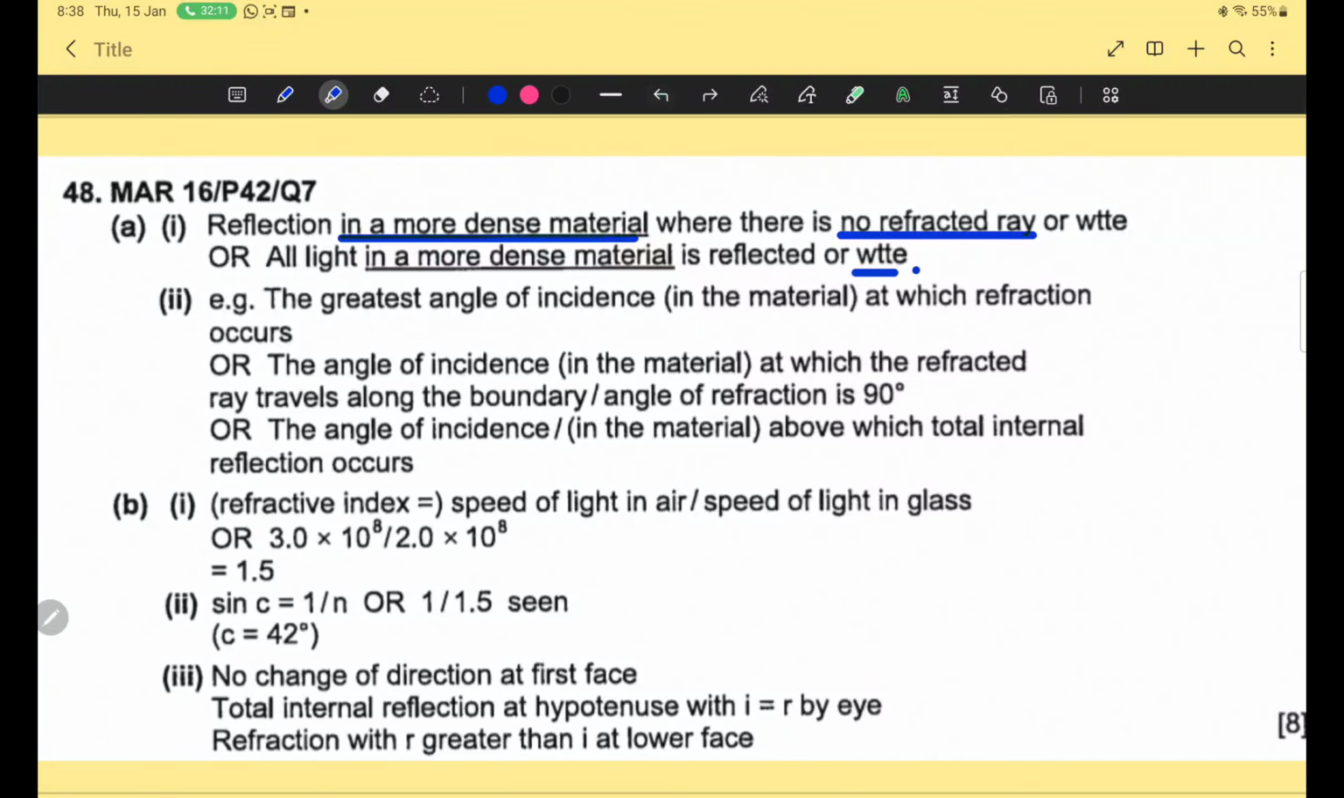Reflection in a more dense material. Dense material means denser medium. Reflection of light in a denser medium when there is no refraction. So you can write these words as well.